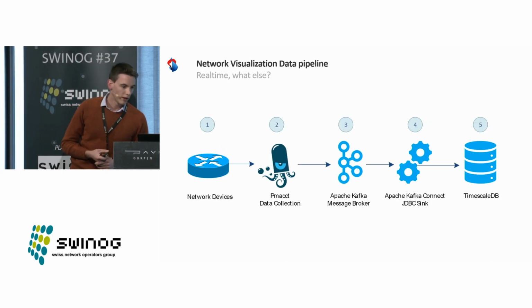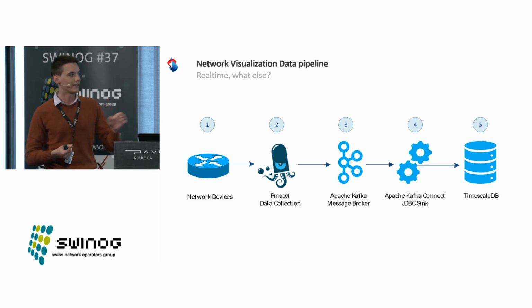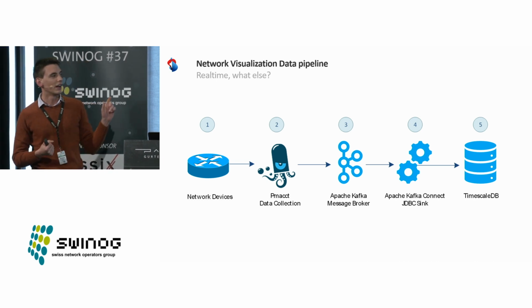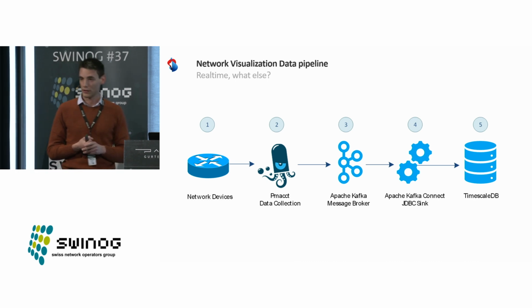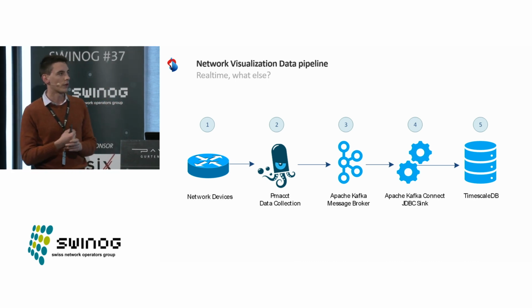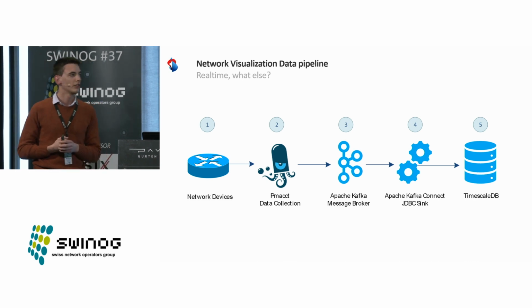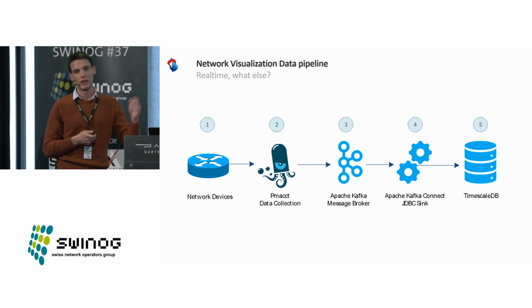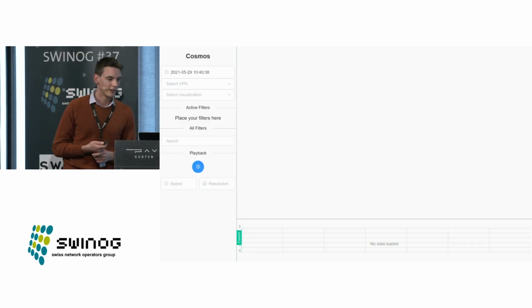And in our pipeline, we have the network device at the very left. Then we have PMACCT, which we already heard about today. Fantastic collector. It does the correlation. This is the piece of code. Then we ingest the information into Kafka, which is our message broker. And from Kafka, with a connector, we go to a TimescaleDB, which is basically Postgres with time series support. Can be really any database, to be honest. So let's see it in action.